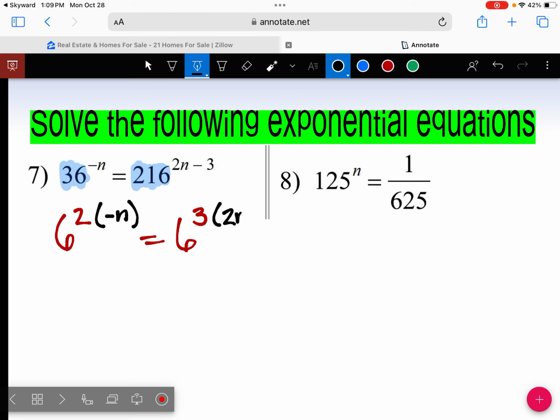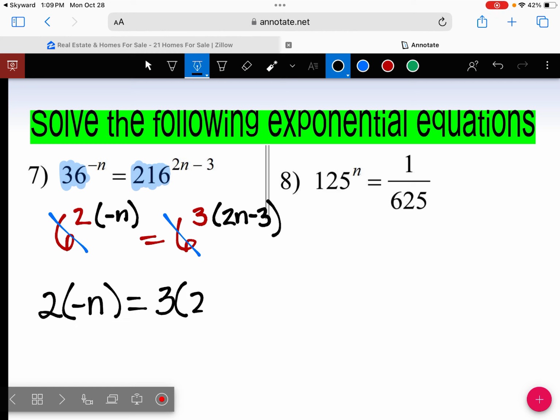All right, so now we can drop our bases. So that would be 2 times negative n equals 3 times 2n minus 3. Go ahead and solve that for x.